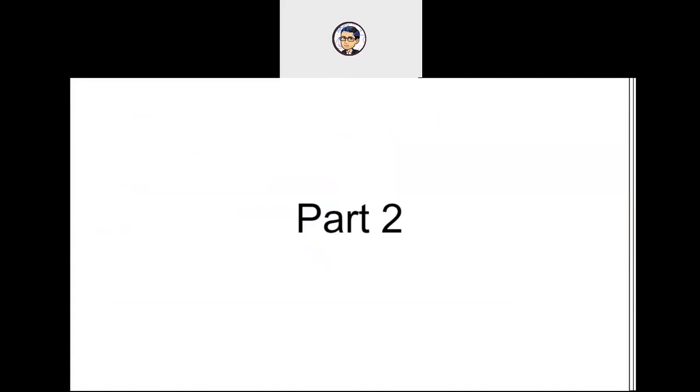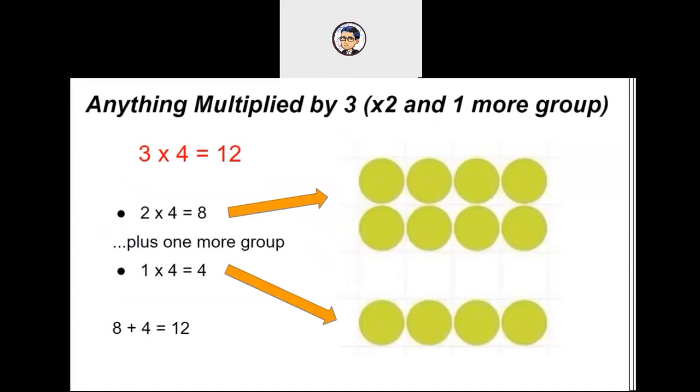All right, part 2. An extension of multiplying by 2 is multiplying by 3. When I think about my 3 times tables, I say to myself, 2 groups of 4 plus 1 more group of 4 equals 3 groups of 4. 2 times 4 equals 8. And then 1 more group is 1 times 4 equals 4. So I know that 8 plus 4 must equal 12. I've got 3 groups of 4 equals 12.